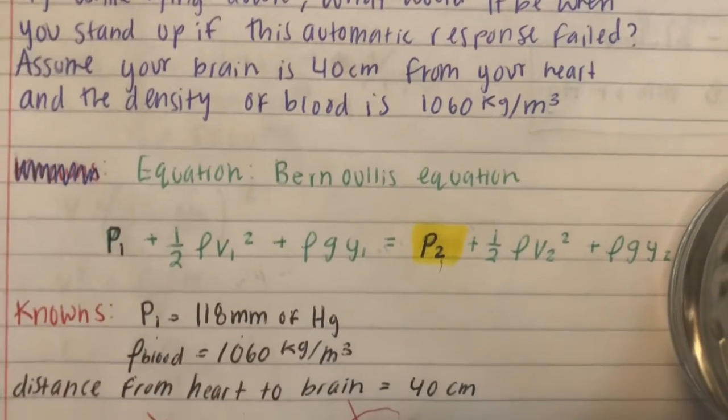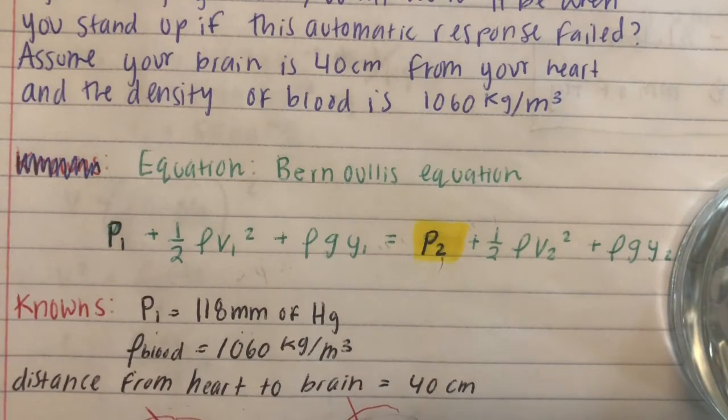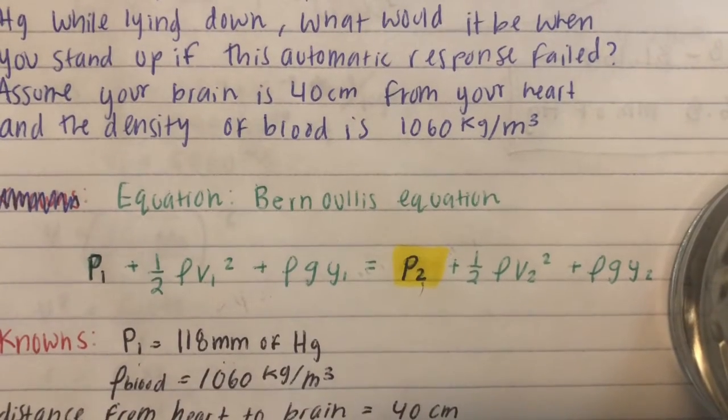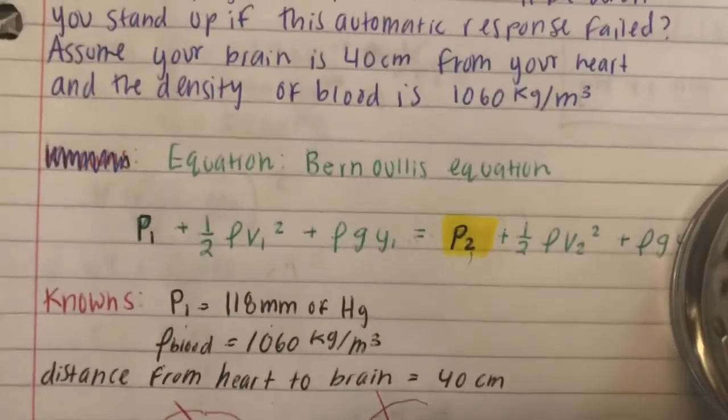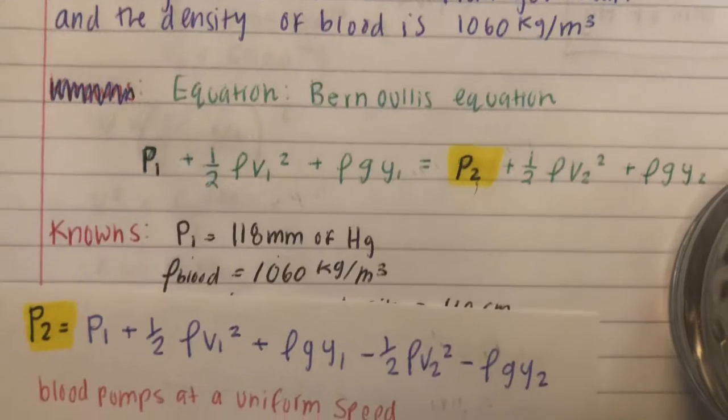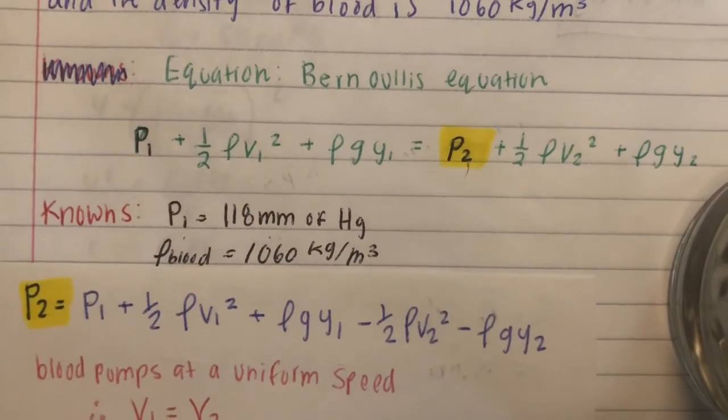So first, let's write our notes. Our first pressure is 118 millimeters of mercury. We know the blood density and we know the distance from the heart to the brain. So we're going to use this equation and we're going to solve for the second pressure, which is what it's asking of us. If you solve for it, this is what you get.